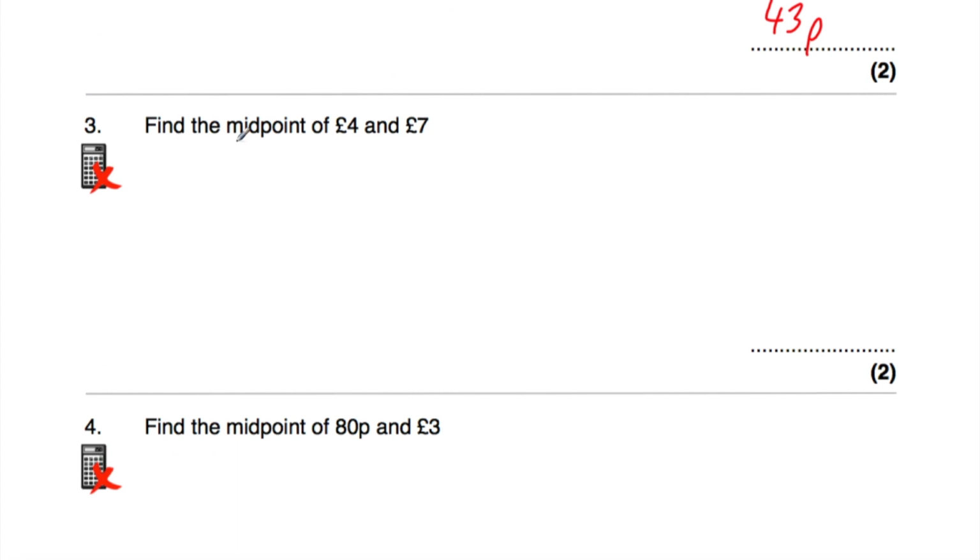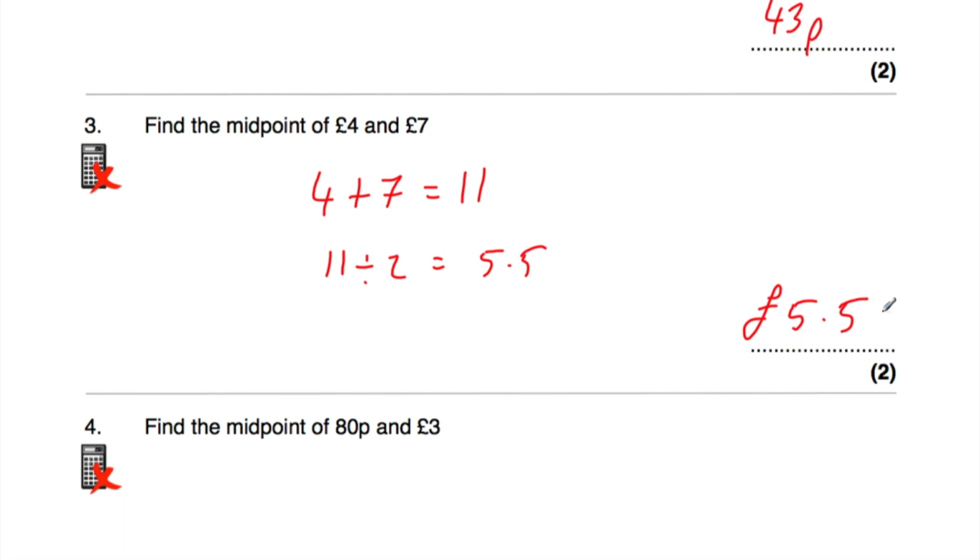Okay, let's have a look at question number 3. Question number 3 says, find the midpoint of £4 and £7. So let's add the amounts of money to begin with. 4 plus 7 is equal to 11. Now we've added the amounts of money together, let's divide by 2. 10 divided by 2 is 5, so 11 divided by 2 will be 5.5. Now we're dealing with money here, so that would be £5.50. So the midpoint of £4 and £7 is £5.50. And that makes sense because if we have £5.50 and we take away £1.50, we get to £4. And if we add £1.50, we get to £7. So £5.50 is in the middle of £4 and £7.